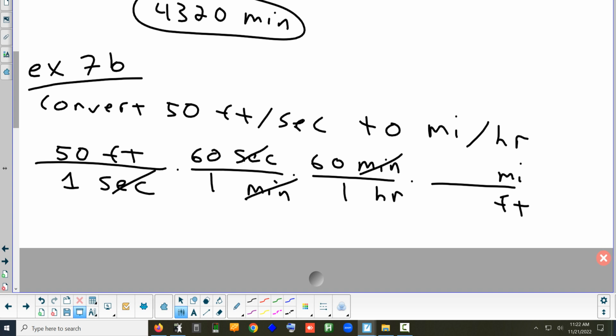It's 5,280 feet in 1 mile. So now we multiply straight across, and that will give us our answer. All right, see what we get.